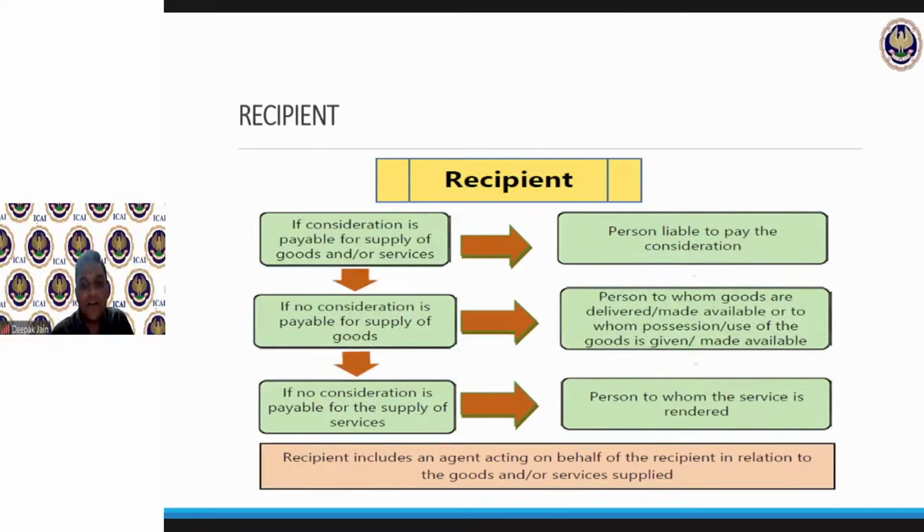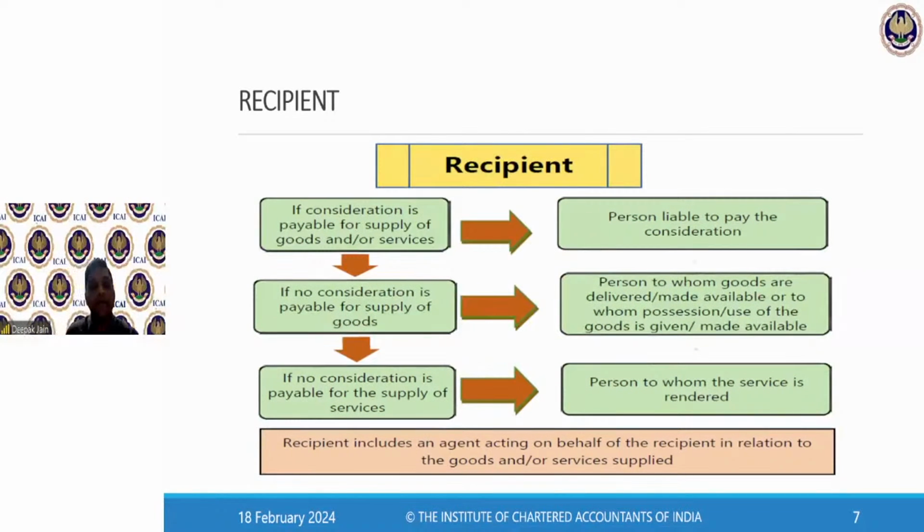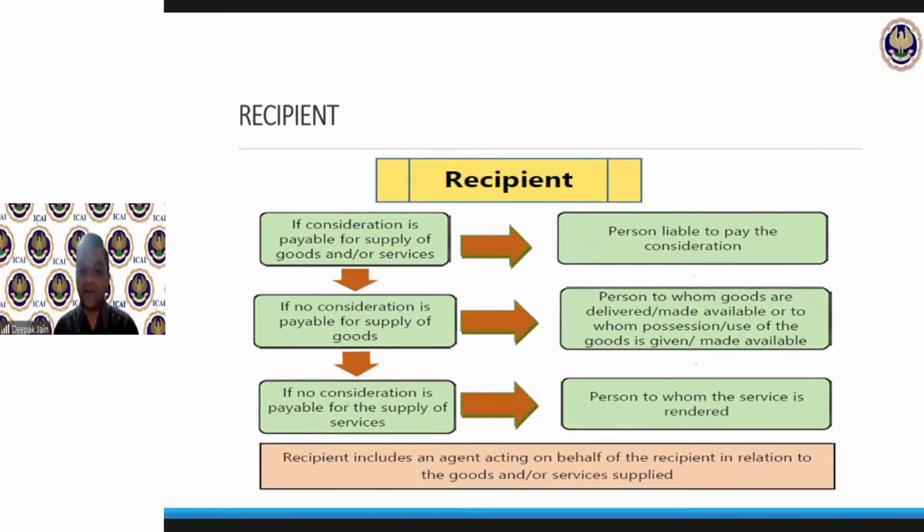Online payment is service or money? Money doesn't mean physical cash. Payment through bank is also a kind of money itself. So when I make payment through my bank, that is also treated as money. Bill to ship to has a specific provision, but recipient includes an agent, so that will also cover the transaction of bill to ship to.